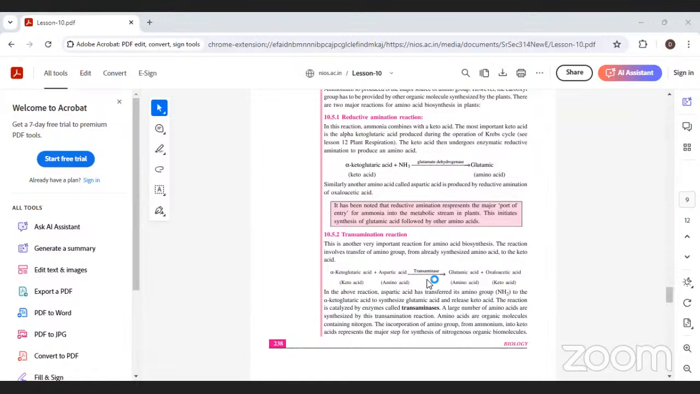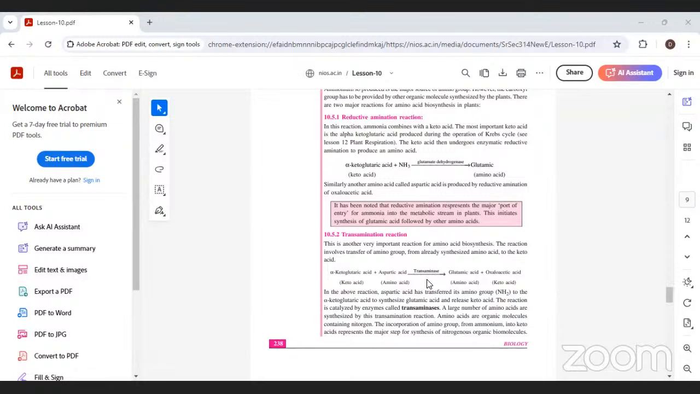In the above reaction, aspartic acid transfers its amino group, that is NH2, to alpha ketoglutaric acid to synthesize glutamic acid and release the keto acid. The reaction is catalyzed by the enzyme transaminase. A large number of amino acids are synthesized by the transamination reaction.